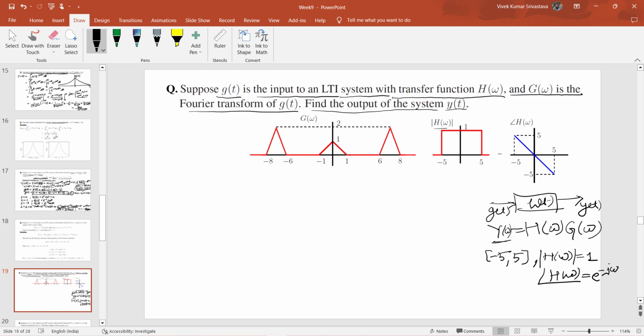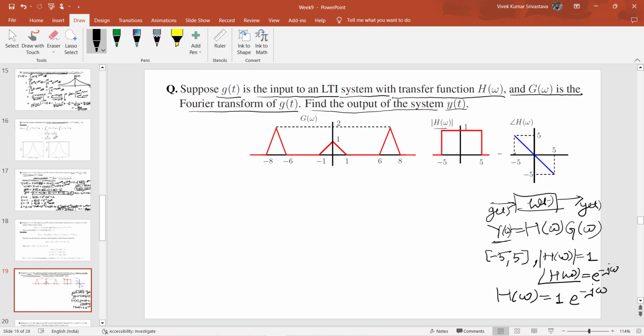Because if you can see here, the phase is varying negatively. Once you put omega equals 5, you will get phase as minus 5. Similarly, if you put omega as minus 5, you will get the value as 5. So that is why I am writing e raised to the power minus j omega, where minus omega basically represents the phase. The overall transfer function h of omega is basically written as 1 times e raised to the power minus j omega.